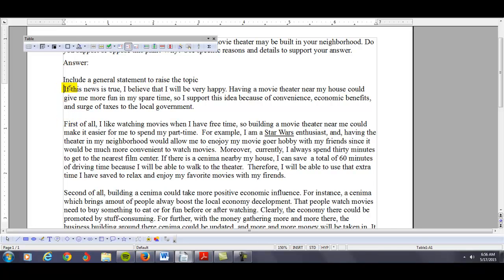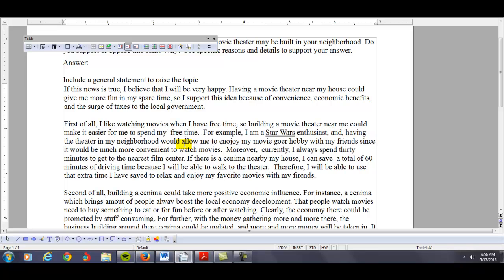And then we have, if this news is true, I believe that I'll be very happy. Having a movie theater near my house could give me more fun in my spare time. So I support this idea because of convenience, economic benefits, and the surge of taxes to the local government. So then we say, first of all, I like watching movies when I have free time, so building a movie theater near me could make it easier for me to spend my free time.